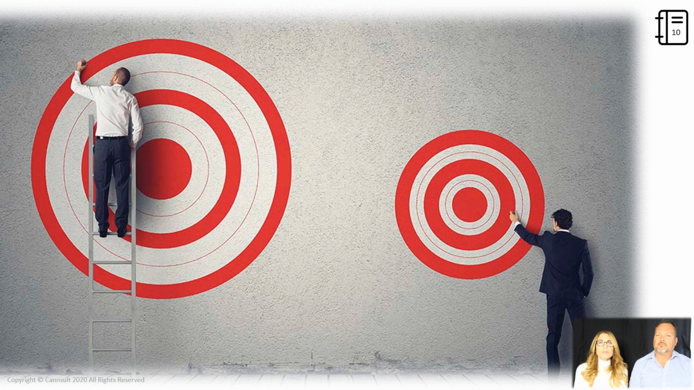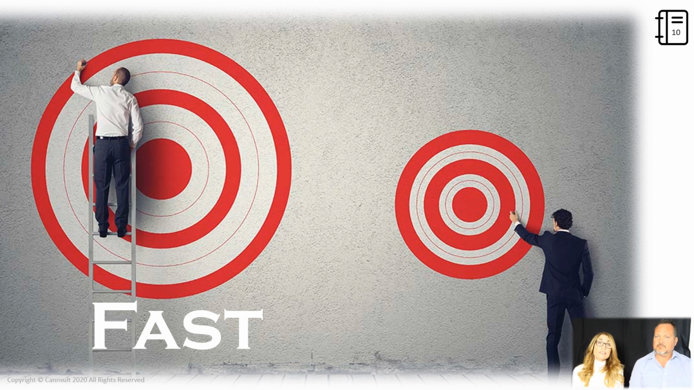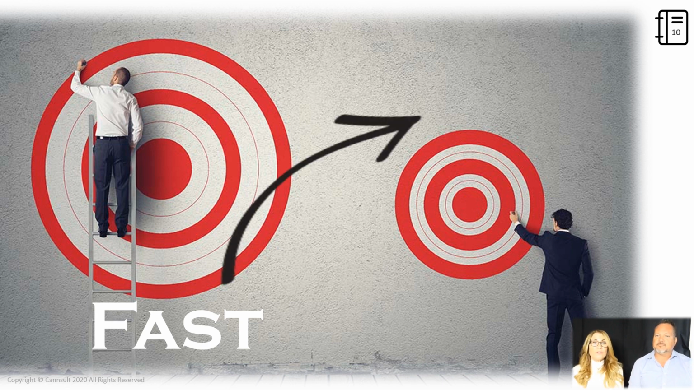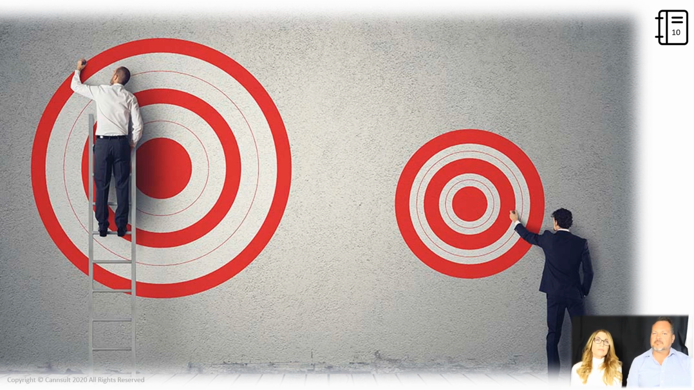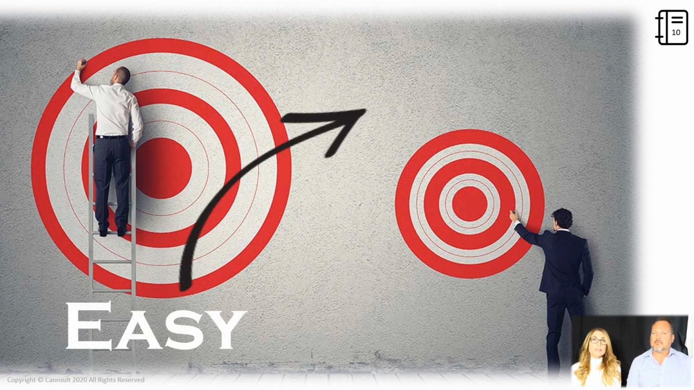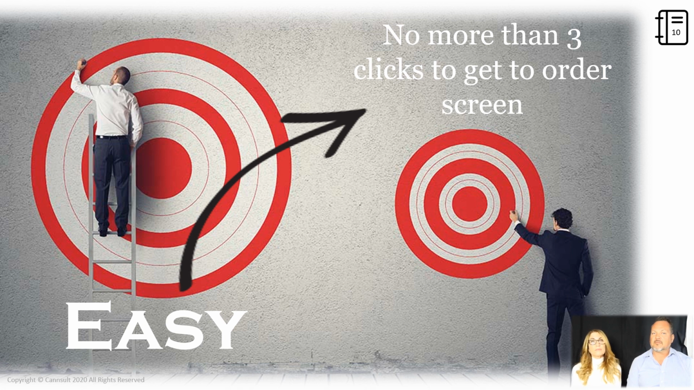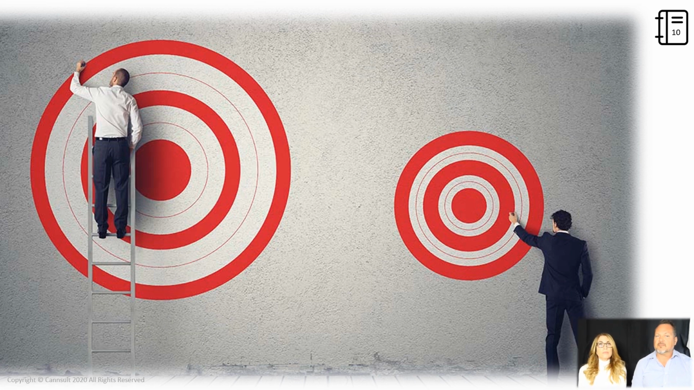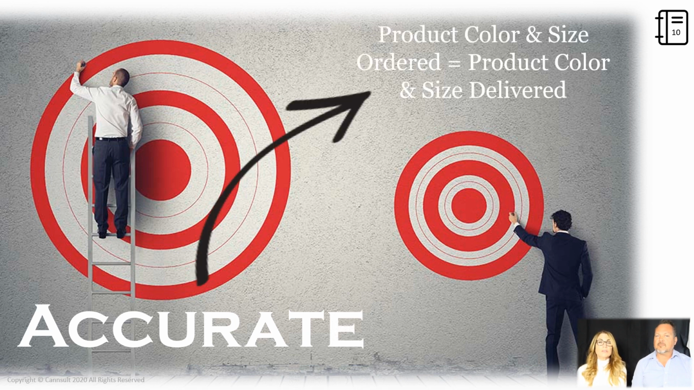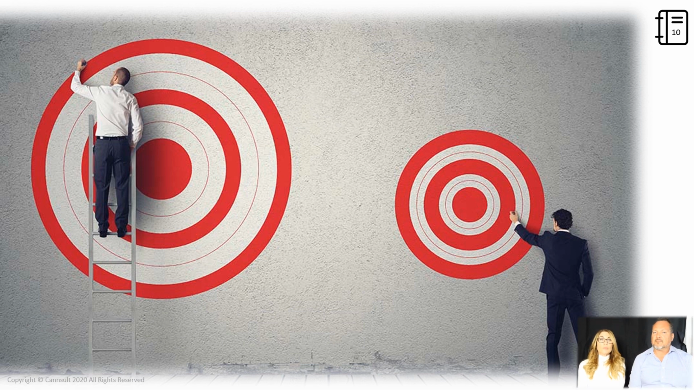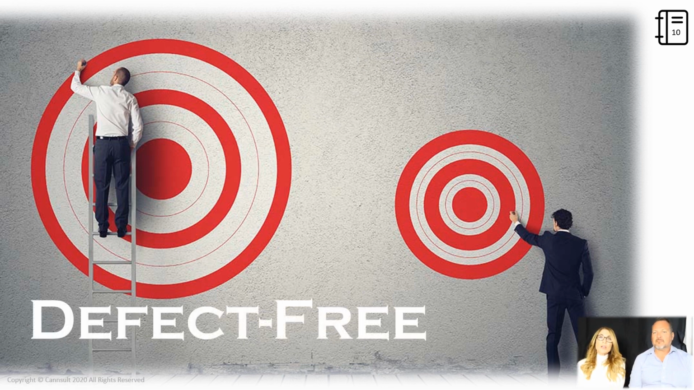Typically, we start with a general understanding of a requirement. For example, our customers want it fast, and it takes some work to understand specifically that fast to our customer means less than 24 hours from request to delivery. Or maybe the general requirement of easy actually means that they expect to get to the order screen in no more than 3 clicks. An accurate order might mean that the product color and size delivered is exactly what was ordered. A broad term like defect-free requires that you understand what the customer recognizes as a defect.